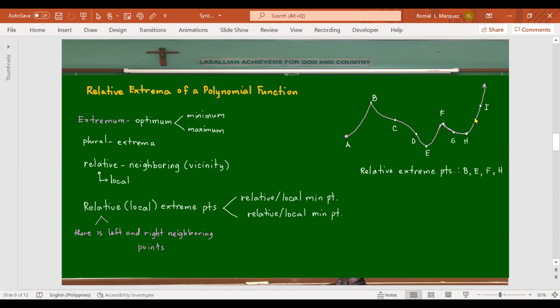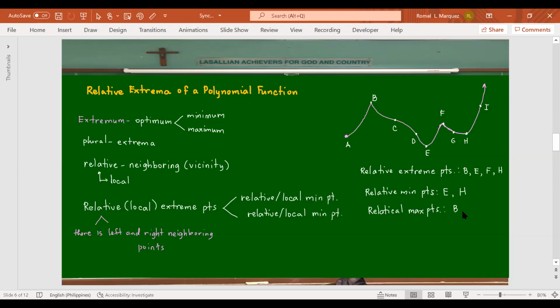Okay, guys? Which among these are relative minimum points? Sir, E and H? Relative minimum, E and H. Am I correct? Yes po. What about relative or local maximum points? D and F. Yes. Do you know now the concept of relative min and relative max?